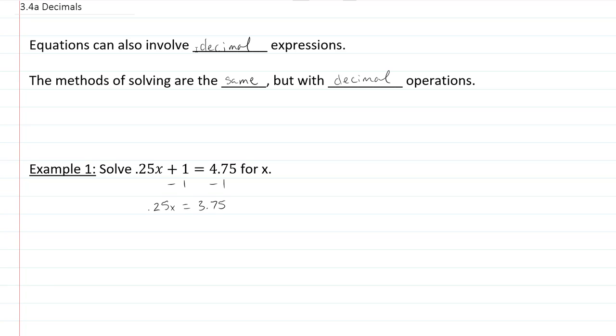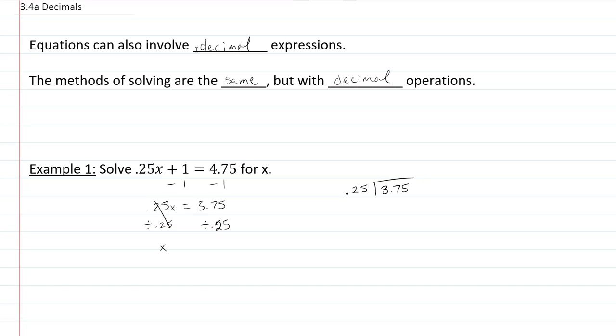Now, just like before, we want to get x by itself. So we have to divide both sides by 0.25 to cancel out the multiplication. So dividing both sides by 0.25. On the left-hand side, it's easy enough. These just cancel and we're left with x. But on the right-hand side, we have to do long division with the decimals now. So 0.25 goes on the outside, and the 3.75 goes on the inside.